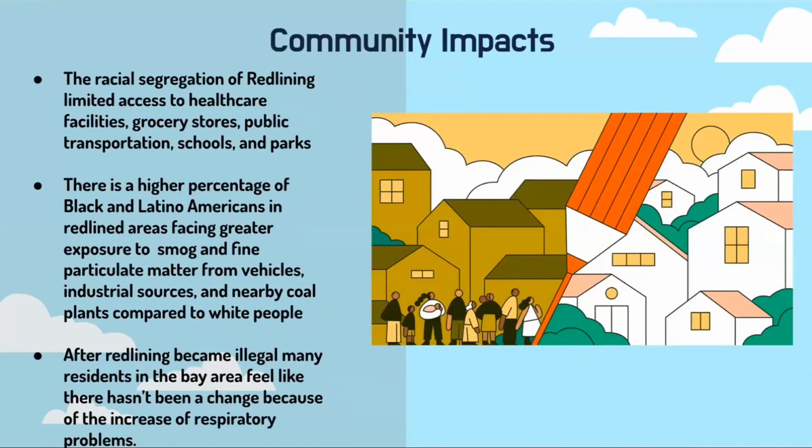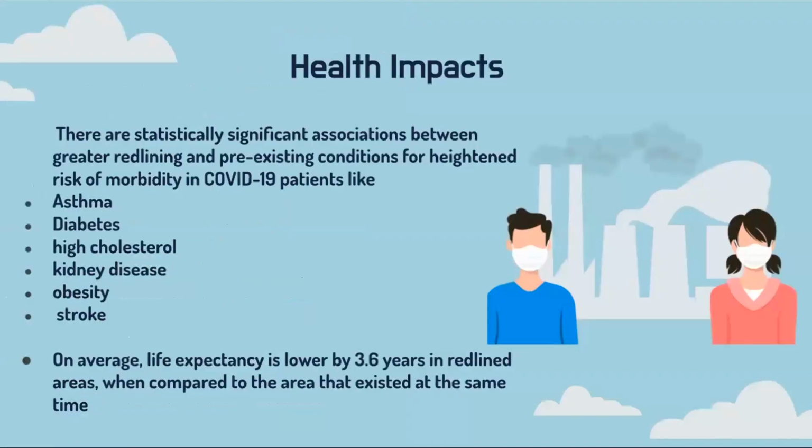Some of the community impacts of redlining were limited access to healthcare facilities, grocery stores, public transportation, schools, and parks. And there's a higher percentage of Black and Latino Americans in redlined areas facing greater exposure to smog and PM 2.5 compared to white people. And after redlining became illegal, many residents in the Bay Area feel like there hasn't been a change because of the increase of respiratory issues.